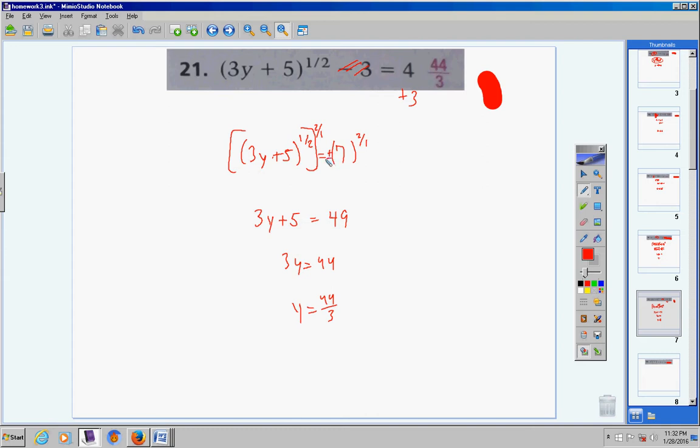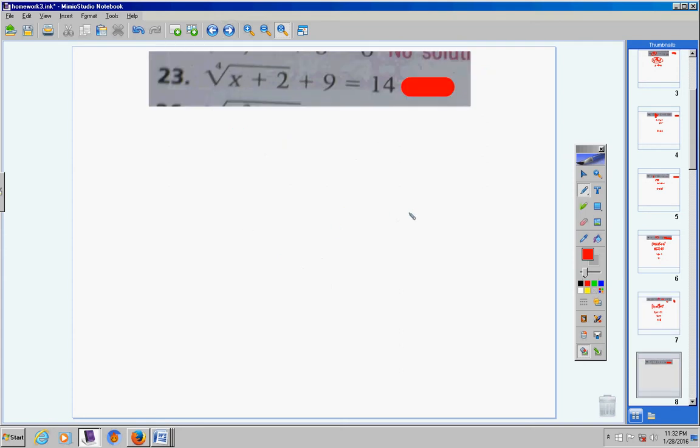Because again, the original problem had an odd numerator. Alright, number 23. This is a radical equation. So, we first isolate the radical by bringing the 9 over and making it negative. So now I'm left with 5 on the right side. Next we eliminate the radical.